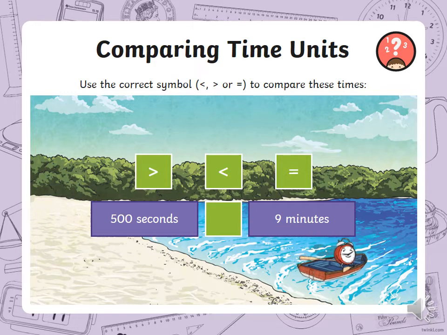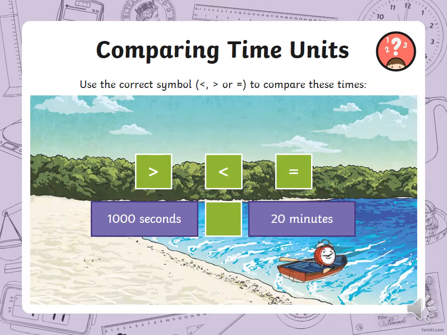Now let's look at this. 500 seconds, is it greater than, less than, or equal to 9 minutes? Okay, so the correct answer for this is 9 minutes, because 9 times 60 is 540 seconds, because there are 60 seconds in 1 minute. Now let's compare these.